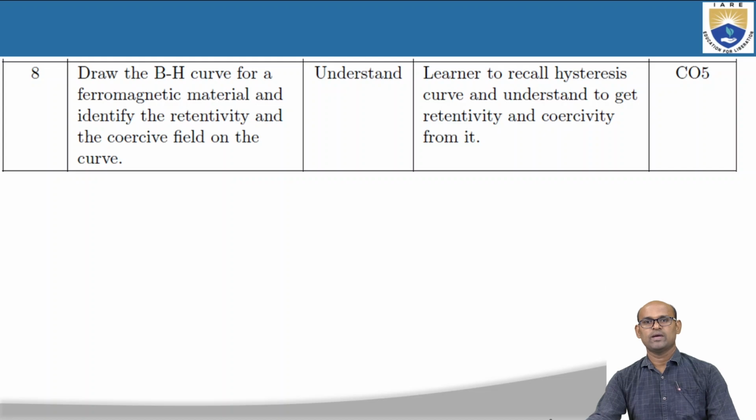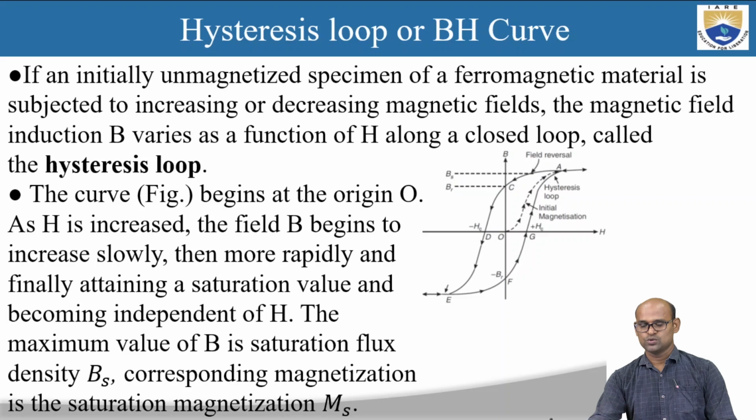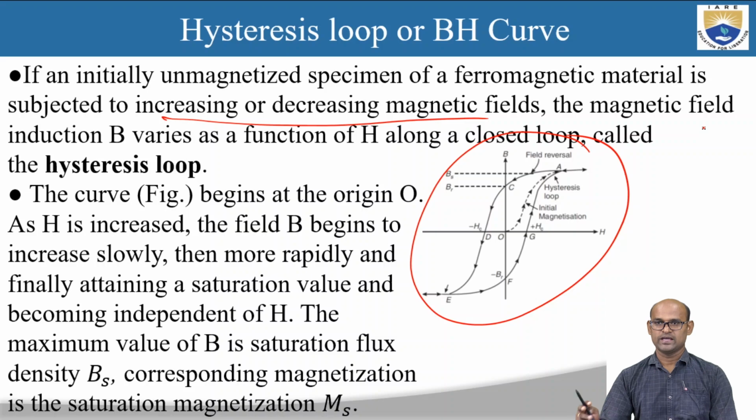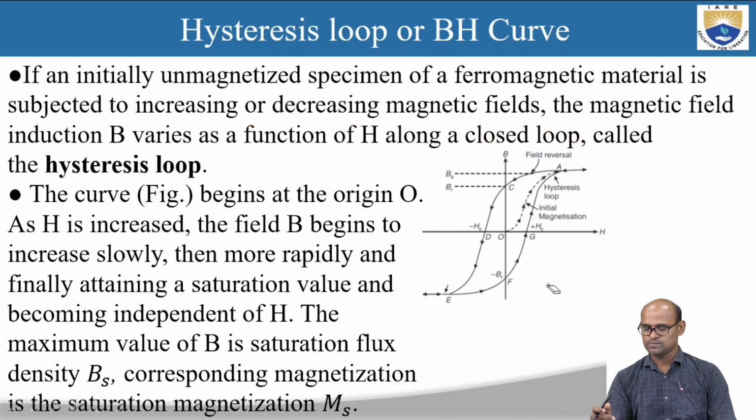Draw the BH curve for a ferromagnetic material and identify the retentivity and coercive field on the curve. So this is the BH curve here. If we take an initially unmagnetized specimen of a ferromagnetic material, for example iron, when you do not apply any field, the magnetization is 0. If you subject this material to an increasing and decreasing magnetic field, the magnetic field induction varies as a function of H in a closed loop. That loop is called the BH loop. Along the x-axis you have H, and along the y-axis you have B.